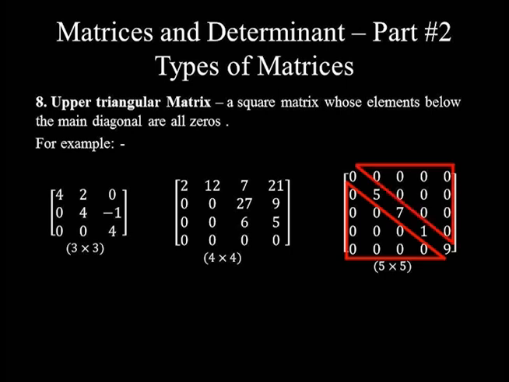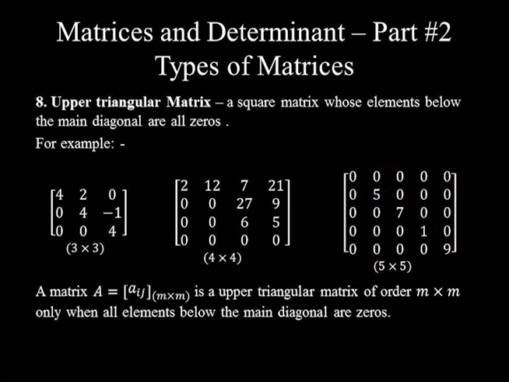Generally, a matrix A equal to A sub ij with an order m by n is an upper triangular matrix only when all elements below the main diagonal are zeros. Whenever we are asked to check whether a matrix is an upper triangular or not, we have to check whether the elements below the main diagonal are zero or not.